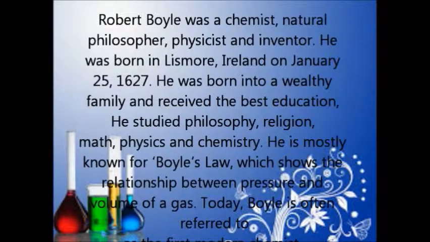Robert Boyle was a chemist, natural philosopher, physicist, and inventor. He was born in Lismore, Ireland on January 25, 1627. He was born into a wealthy family and received the best education. He studied philosophy, religion, math, physics, and chemistry. He is mostly known for Boyle's law, which shows the relationship between pressure and volume of a gas. Today, Boyle is often referred to as the first modern chemist.